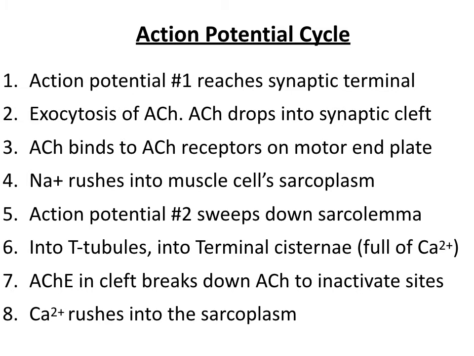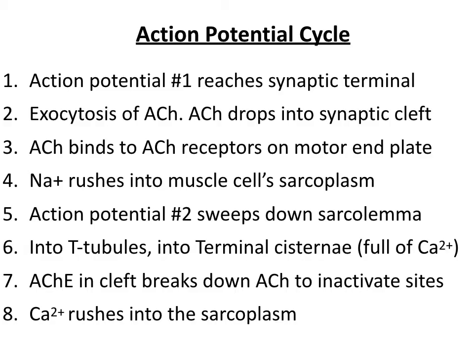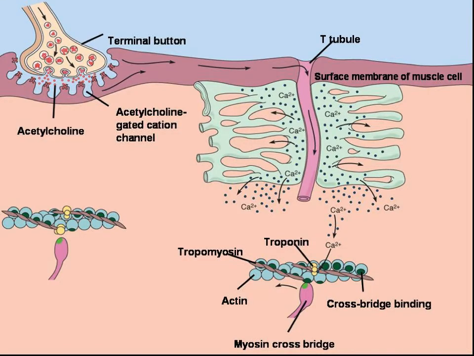So action potential number 2 sweeps down the sarcolemma, and then it enters into the T tubules. See those T tubules there, those transverse tubules, and into the terminal cisternae. The terminal cisternae is full of calcium that's waiting to be released out of the terminal cisternae, out of the endoplasmic reticulum.